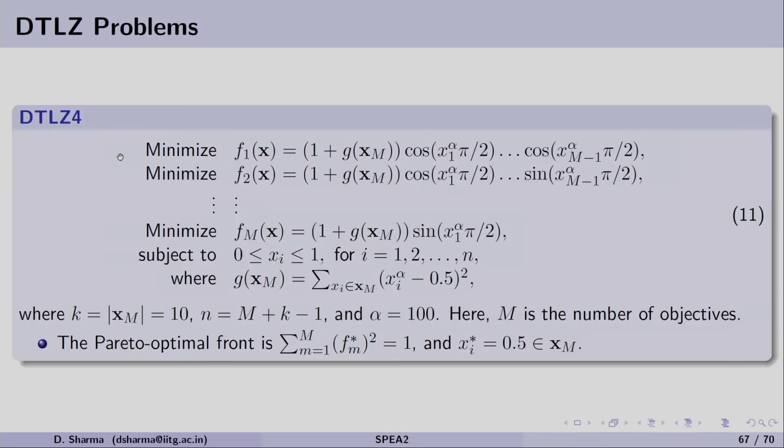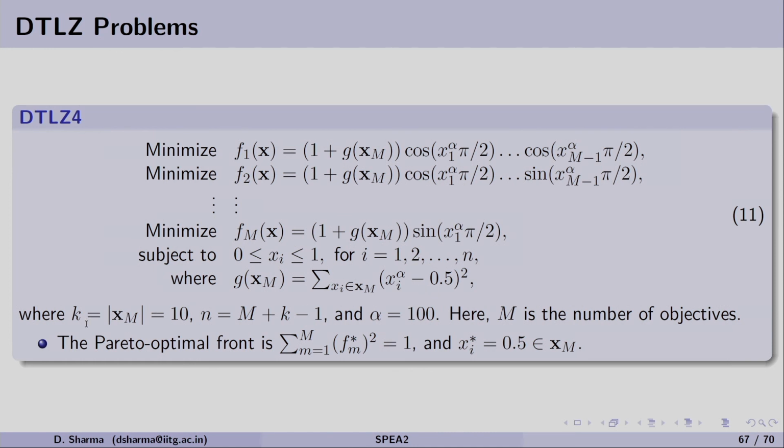Come to the last problem which we have taken in this particular session. This is DTLZ4. In this DTLZ4 problem, we can see the forms of f1, f2, fm have been changed now. Although these are cos and sine functions, inside them is x_i to the power alpha. So, the alpha has been introduced here, and the variables are going to lie between 0 and 1, and the g form is also changed.